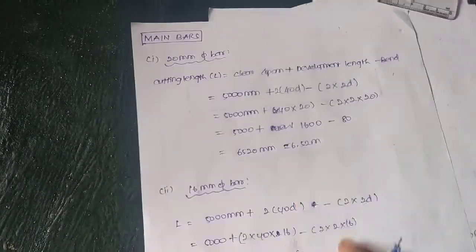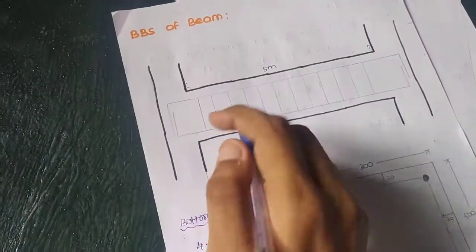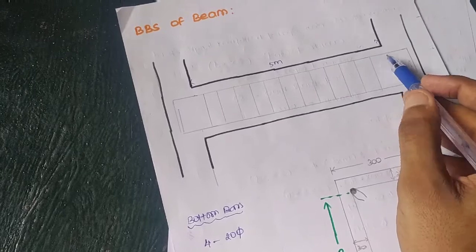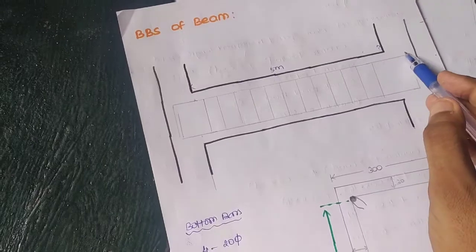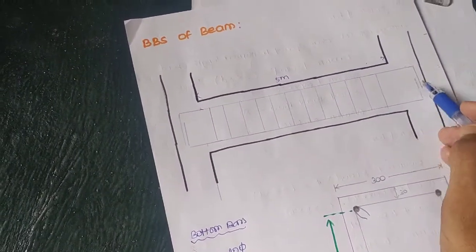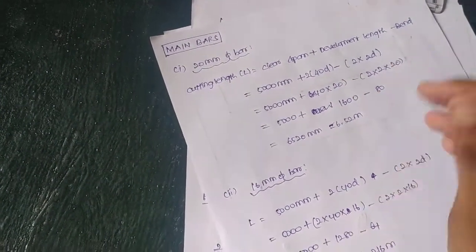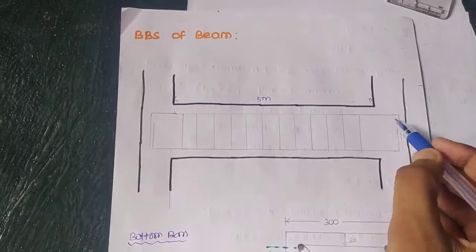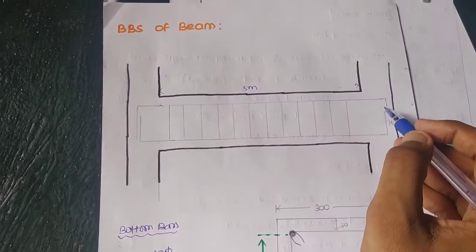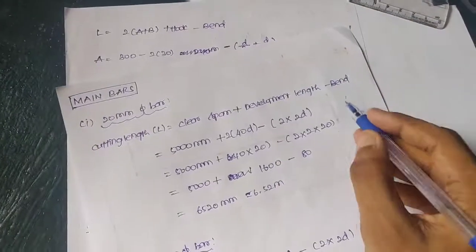Next, what is given in the formula? Development length. It is added. Why is it added? Because we can see in this diagram, up to this we have clear span, and after this we have the development length, which is added. Some more steel is there, right? So we should add this. So we are adding the development length and subtracting the bend. Here there is one bend and here there is one bend. Whenever there is a bend, a certain amount of steel will be deducted, so we subtract that value here.